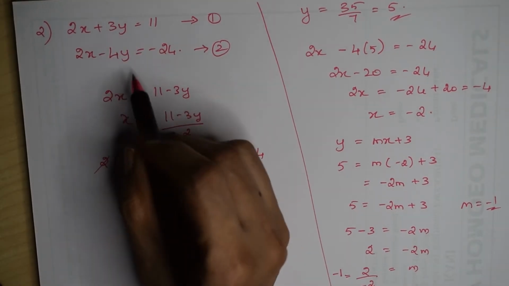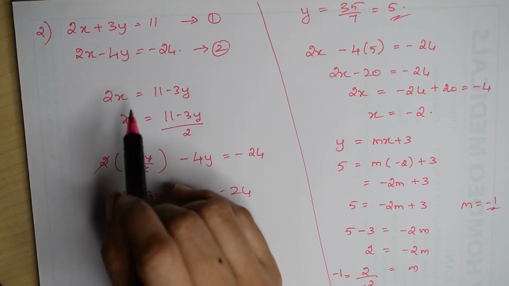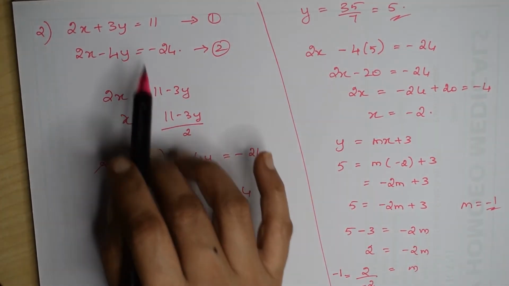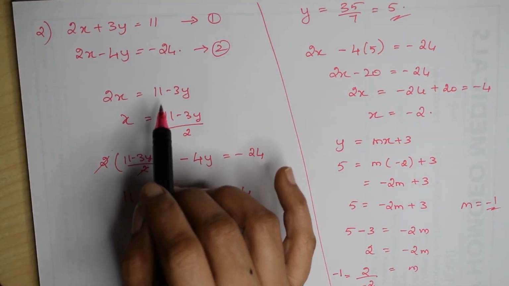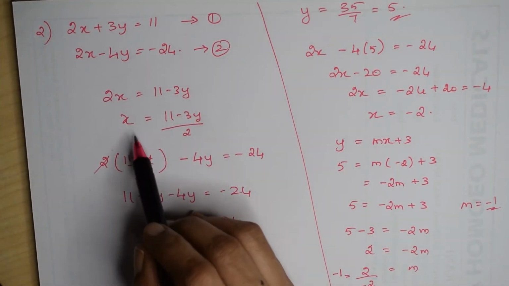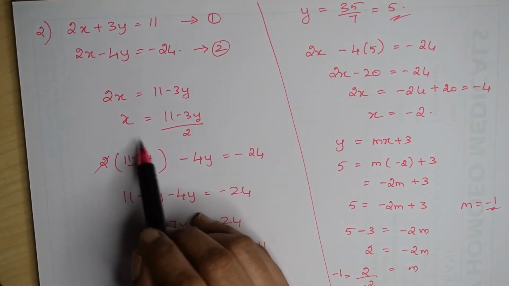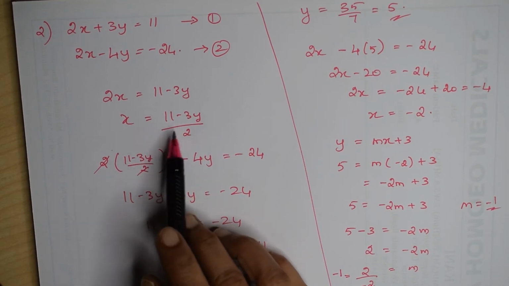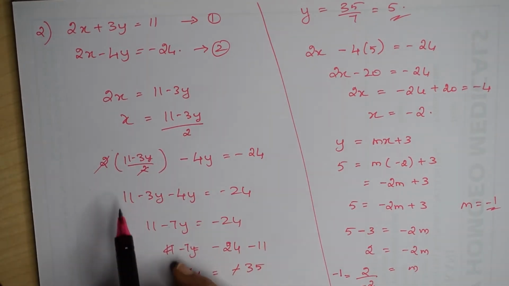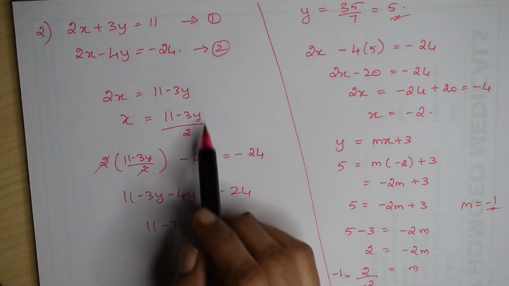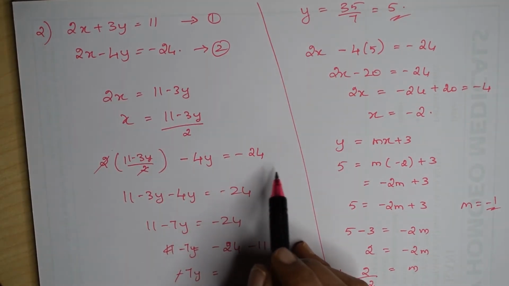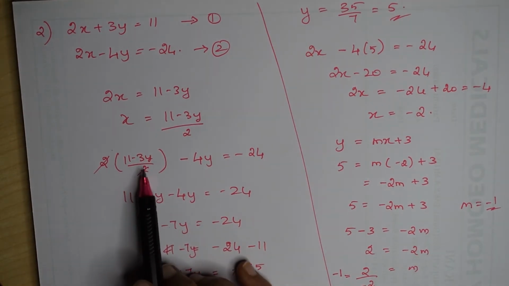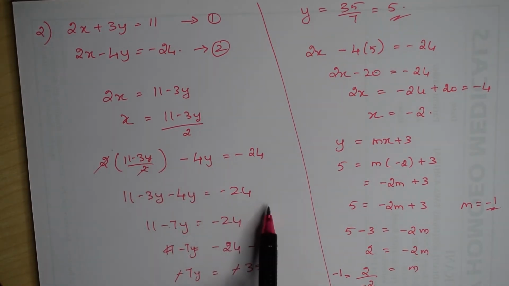These are the two given equations. We write down the equation, and to do the substitution method, I find the value of 2x from the first equation, bringing 3y to the right hand side, and I want only the x value, I don't want the 2x value. So x is equal to (11 minus 3y) by 2, and I substitute this value of x in the second equation. So 2 into the same whole value minus 4y is equal to minus 24, and this 2 and 2 get cancelled here. So 11 minus 3y minus 4y is equal to minus 24.